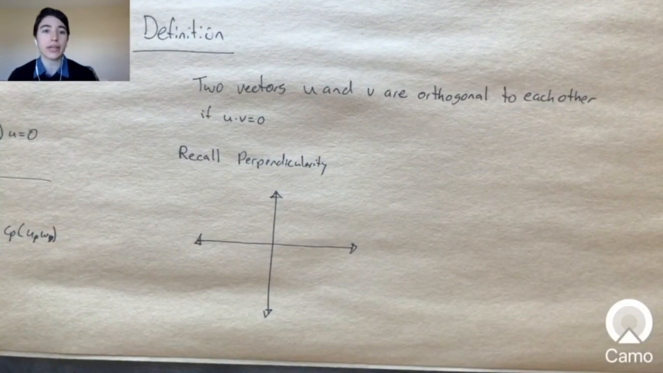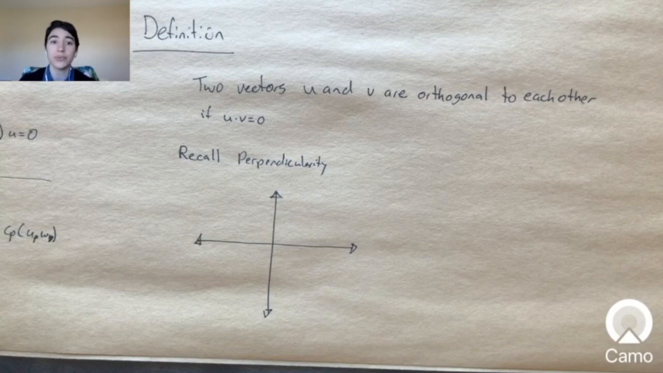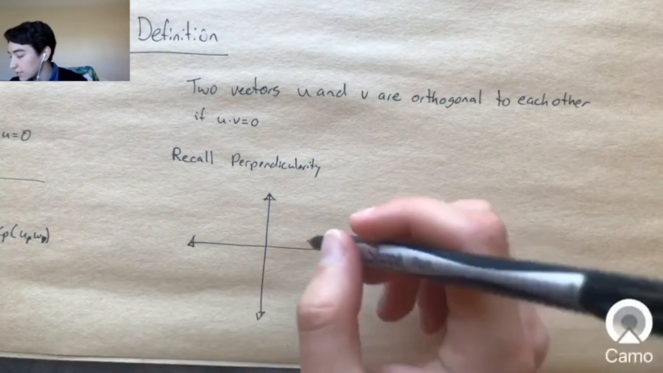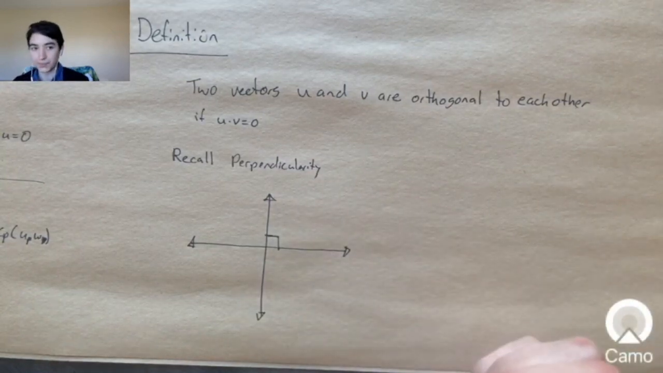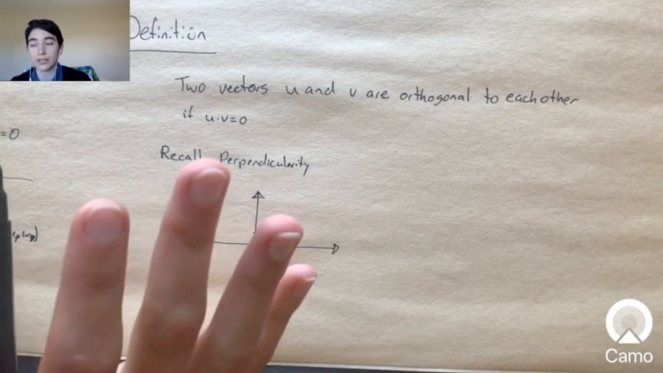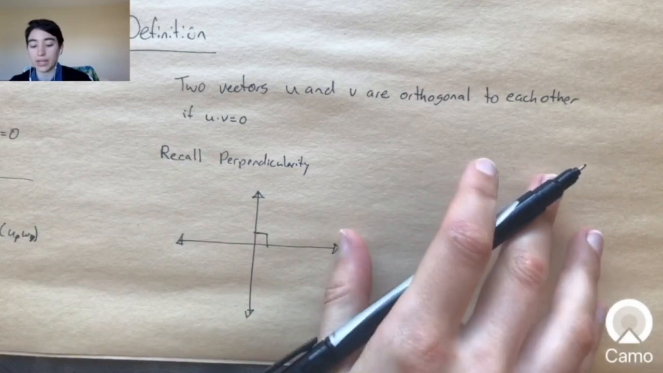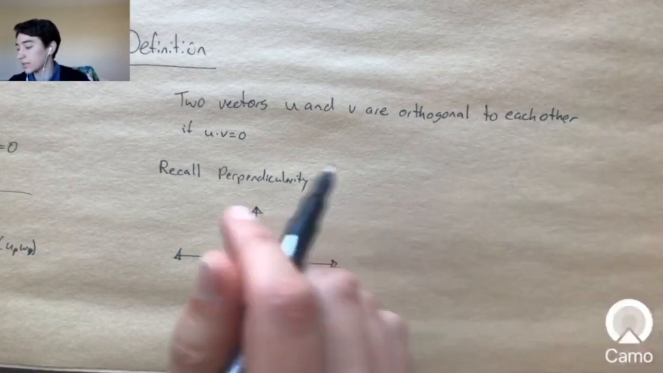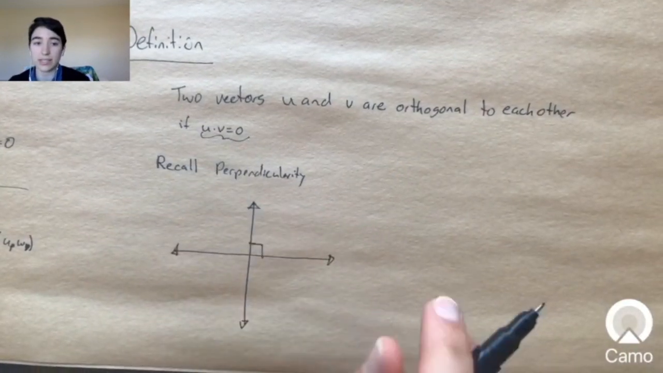Definition. Two vectors u and v are orthogonal to each other if the dot product of them is equal to 0. So first let's recall perpendicularity. Perpendicularity is when we have these two lines and they are at a right angle to each other. Orthogonality can be loosely thought of as the multidimensional case of perpendicularity. A set of orthogonal vectors is a set of vectors that are all orthogonal to each other. So each pair of vectors is orthogonal to each other, so each pair of vectors satisfies this constraint.